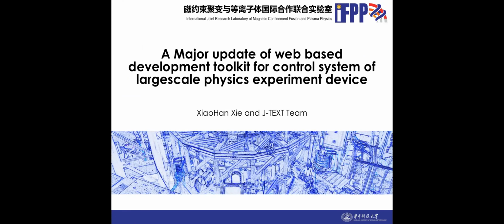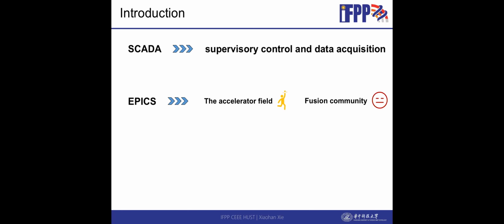For the fusion community, after being chosen by ITER, EPICS is used by many tokamaks as well. But the technology used in tokamaks is very different from that in accelerators. So it is not a straightforward job to create EPICS support for equipment used in the fusion community. In response to this situation, we propose CFAT.